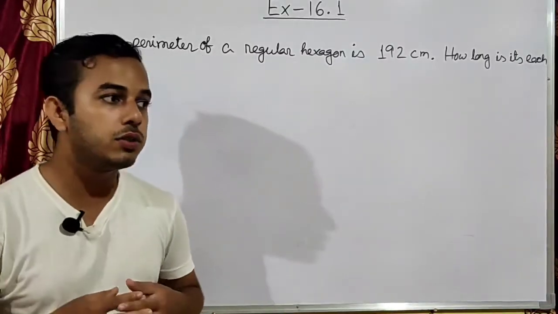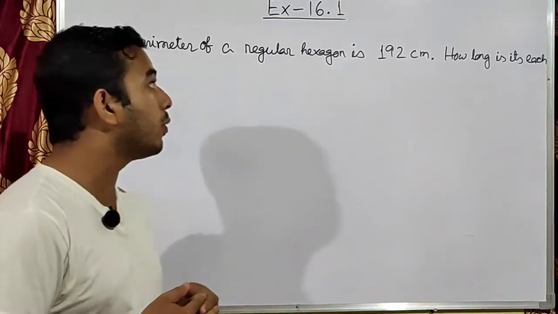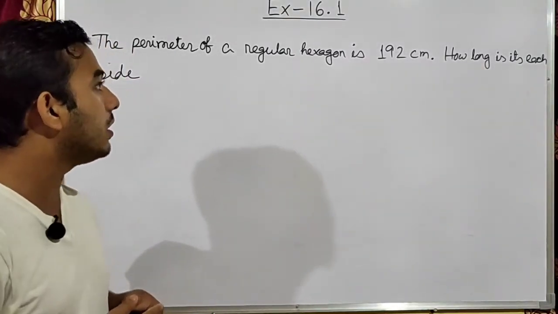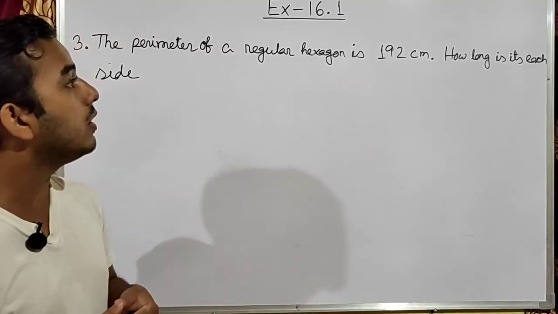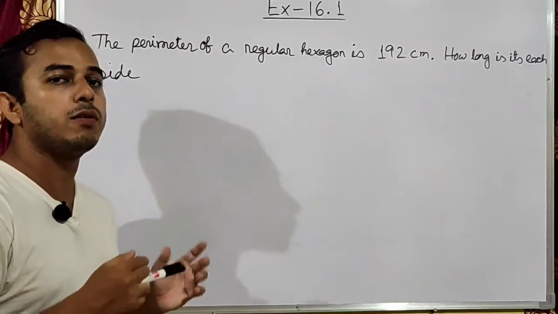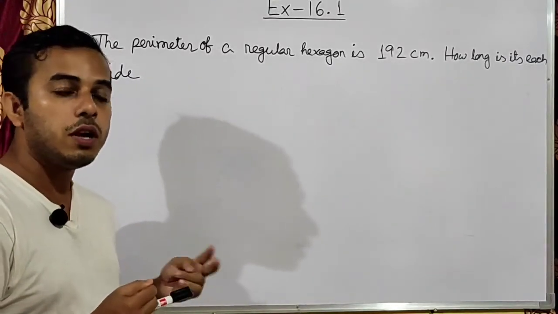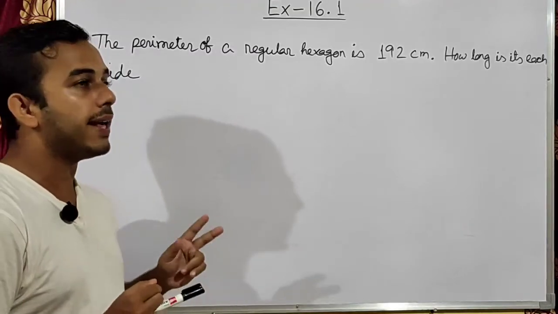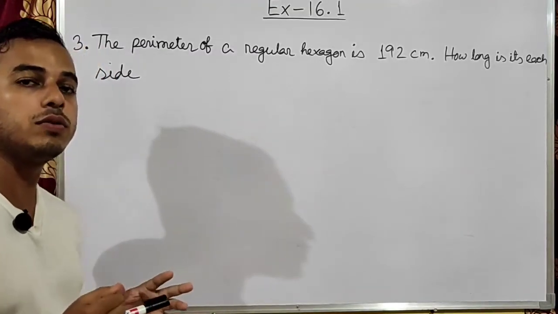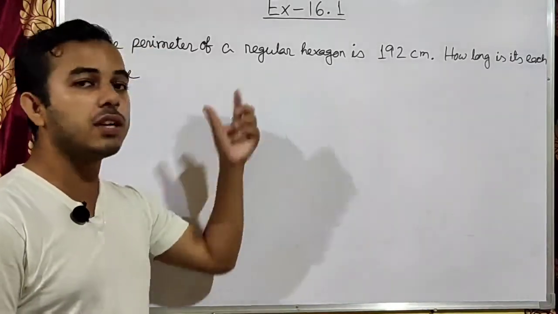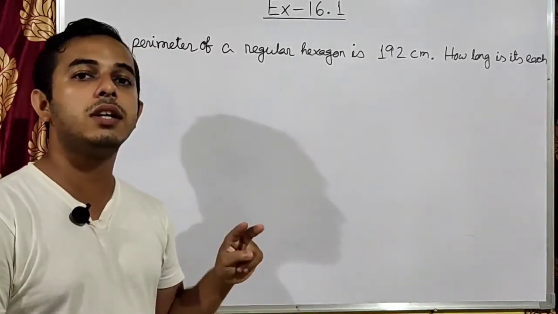So here our third question is: the perimeter of a regular hexagon is 192 centimeter. How long is each side? That means we have the perimeter of a regular hexagon. First of all, perimeter is the total length of the boundary, and a hexagon is a closed figure having 6 sides. A regular hexagon means all the sides are equal.